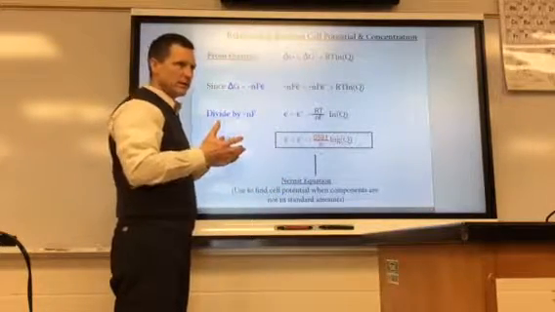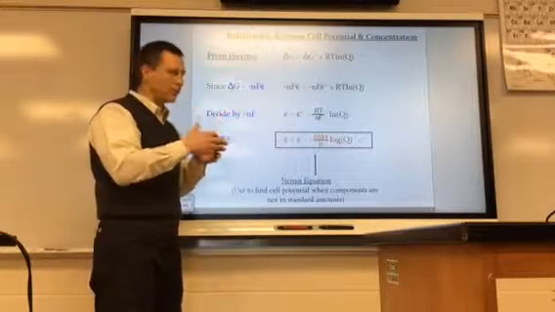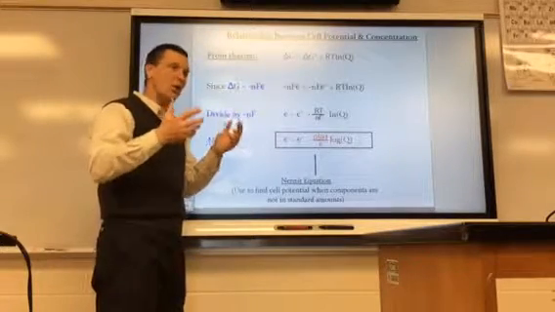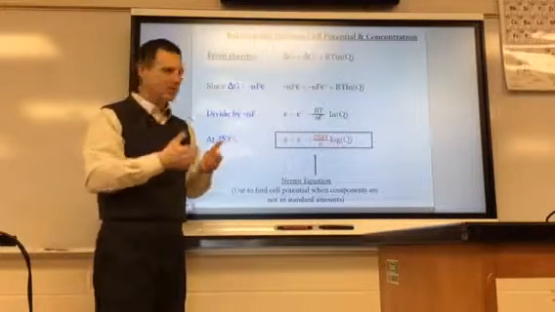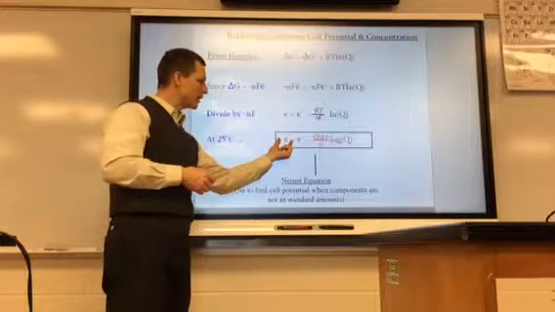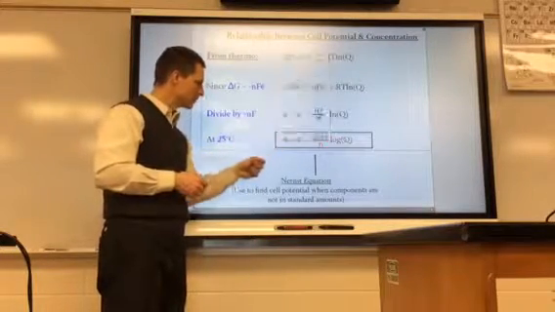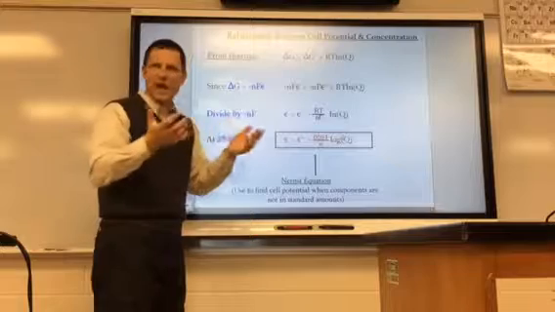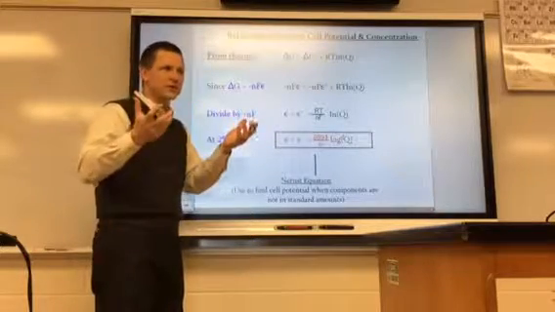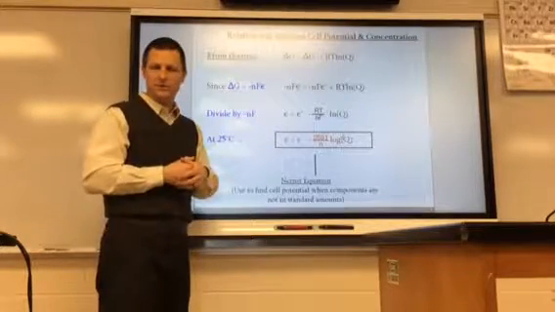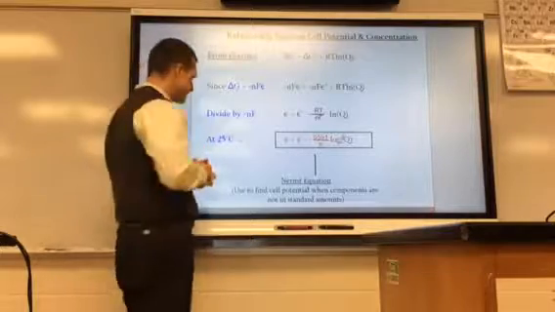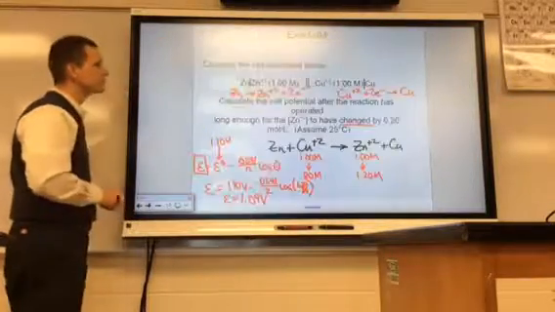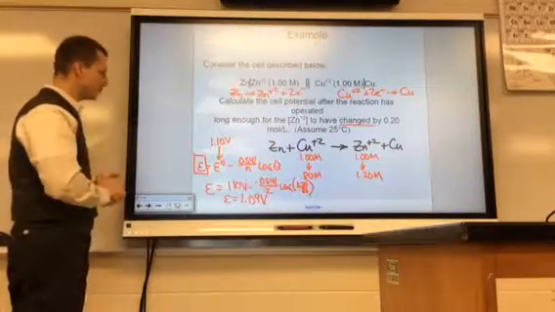Eventually, the reaction stops. Maybe we run out of one of our reactants, or the reaction comes to equilibrium. What do you think that number is going to be if we come to equilibrium? It's going to be 0. If there's no reaction, there's no more transferring of electrons, then the cell potential is 0. Yep. Okay. So that's what we're up to with the Nernst equation.